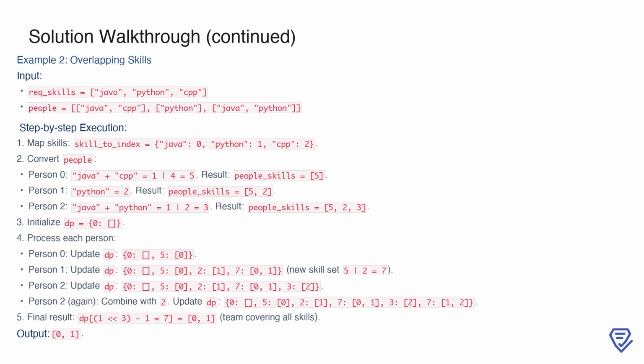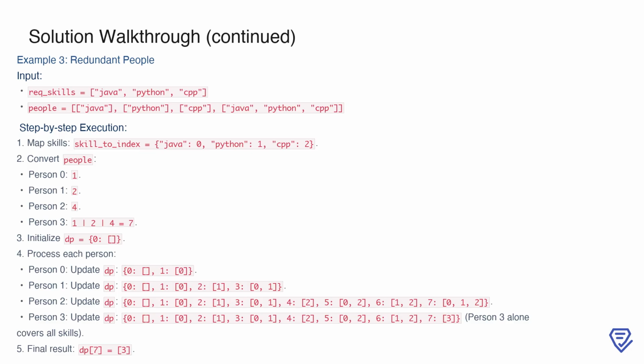Starting with dp equals {0}, we process each person and update the dictionary. For instance, when adding person 0, we include a new entry for the skill set 5. Similarly, when processing person 1, we update dp to include the skill set 7, which is 5 or 2. Person 2 adds further combinations, but we always ensure that only the smallest teams are tracked. In the end, the dictionary reflects all possible skill sets, and the smallest team covering all skills is [0, 1].